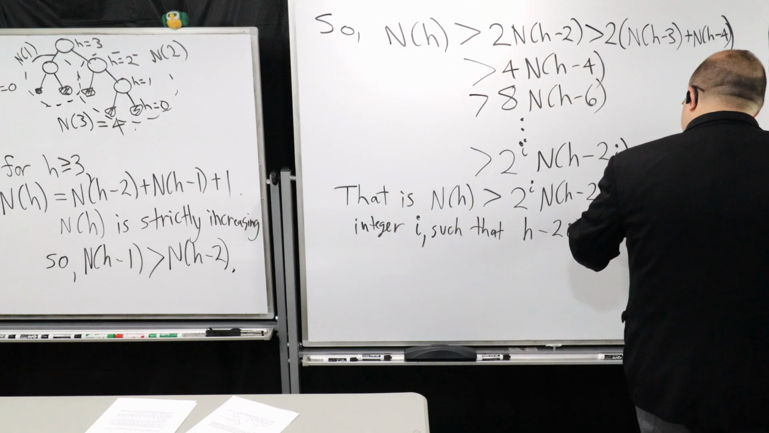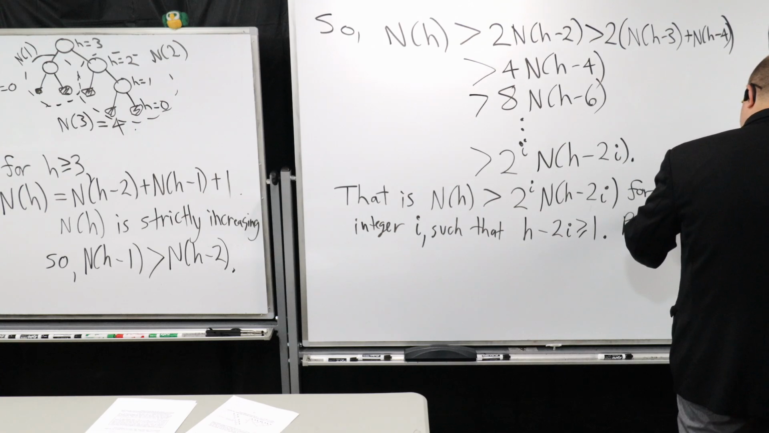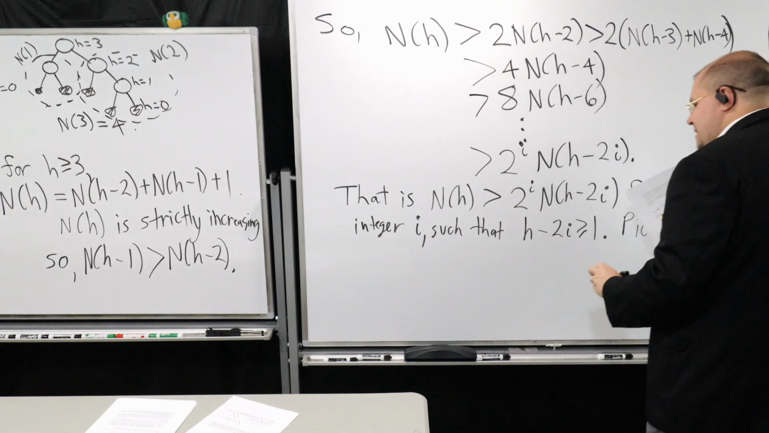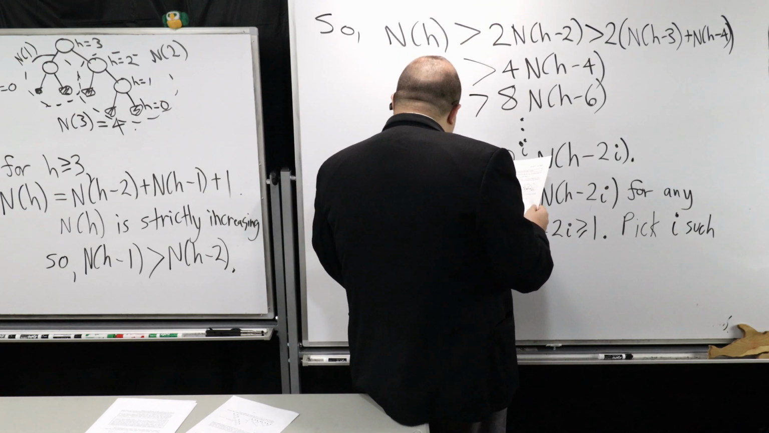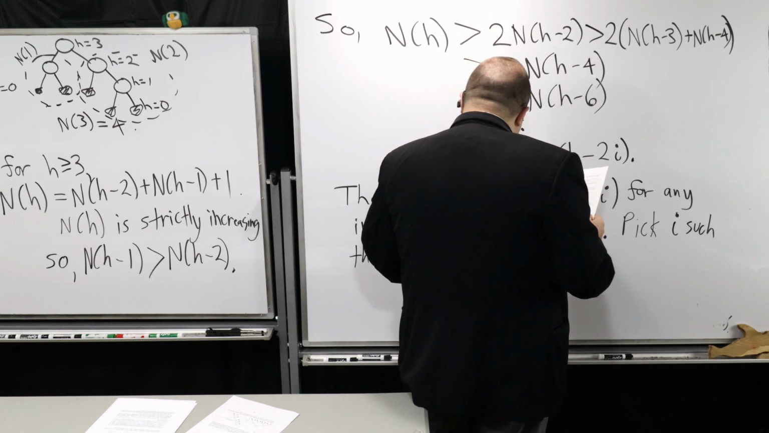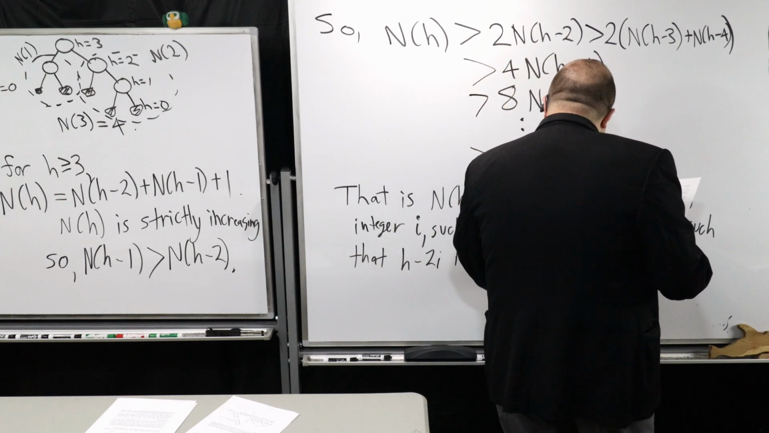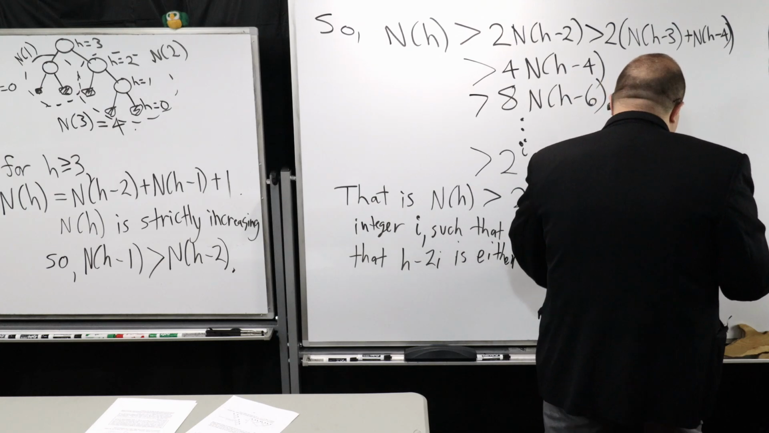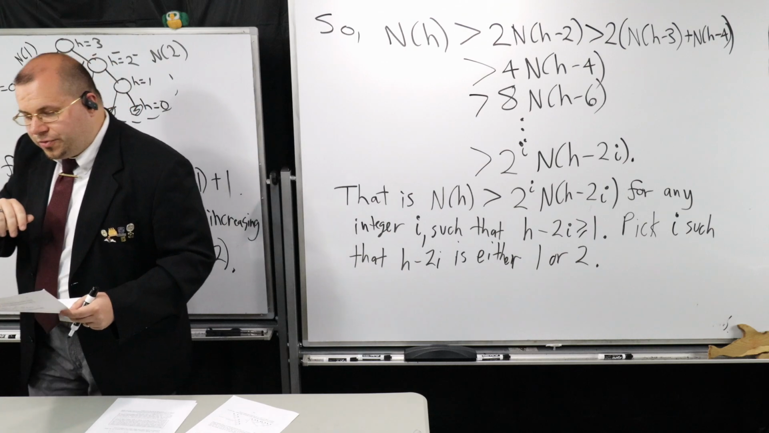So what I'm going to do is I'm going to pick i such that h minus 2i is either 1 or 2, right? That would mean that I'm dealing with n of 1 or n of 2.